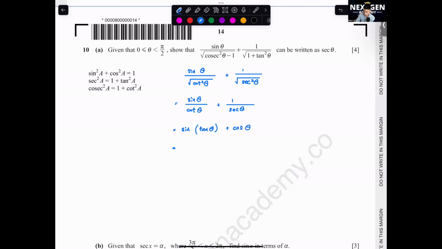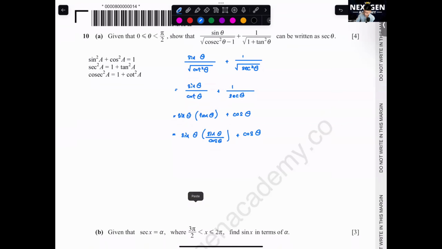So we can simplify this to sine theta over cos theta plus cos theta. Which will give us sine square theta over cos theta plus, we want to make it into one term, so let's make this cos square theta over cos theta. So sine square plus cos square. See, we use all the identities. Sine square plus cos square is 1, so this is 1 over cos theta, which is secant theta. Okay, right here, shown.